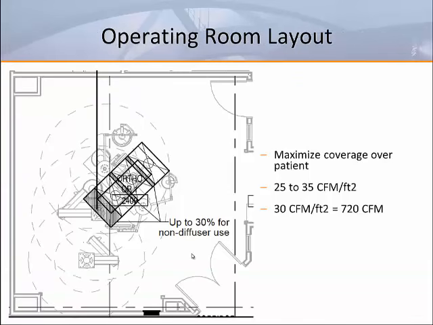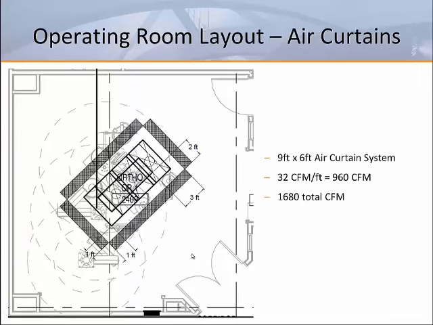So going back to the layout that we were looking at previously, you start with those same 3 diffusers over the operating table. At 30 CFM per square foot, you have 720 CFM. Adding a 9 foot by 6 foot air curtain system to those 3 unidirectional diffusers and supplying 32 CFM per foot, you get the additional 960 CFM that you need to meet the 1,680 CFM for your 20 total air changes.